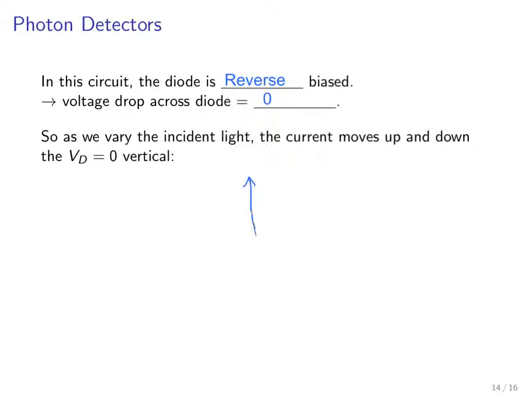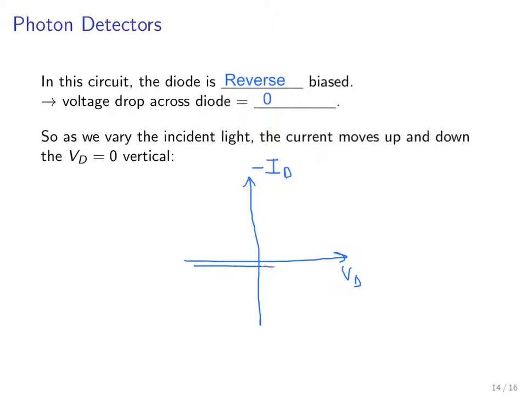So the current is going to move up and down the V sub d equals 0 vertical, where V sub d is the voltage across the diode, which is fixed at 0 here. If we draw this whole curve, you have probably seen this before. Note that I'm now plotting minus I sub d, where I've defined I sub d as the current direction by the convention I have drawn on the previous slide. So this is consistent with the way I've got it drawn.